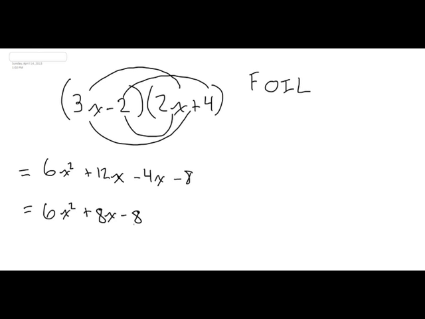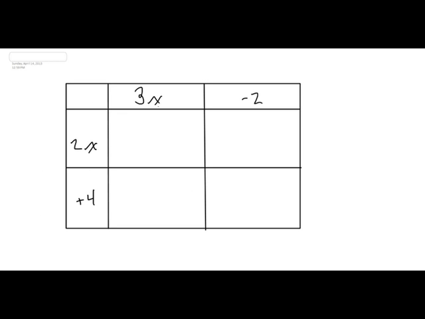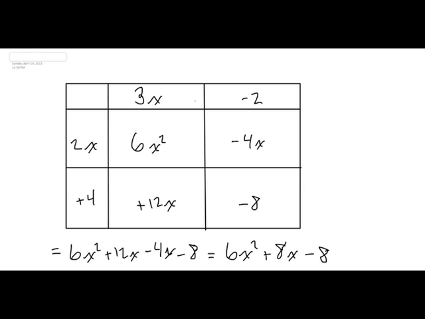So let's try the same problem now, but using the table approach. So here's the setup for our table. Our first binomial across the top, our second binomial written vertically, and we're going to multiply to fill in these boxes here. So what we find is with this first box, we get 6x squared. With this one, negative 4x. Here, 12x, and here, negative 8. Adding these terms together, we get it simplified to 6x squared plus 8x minus 8.